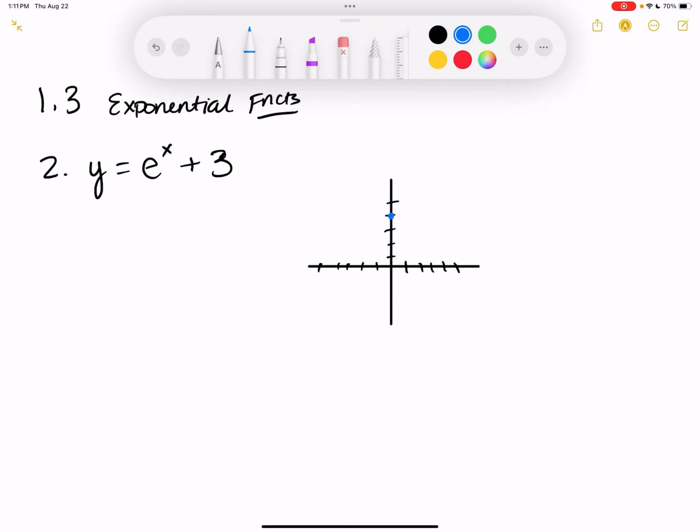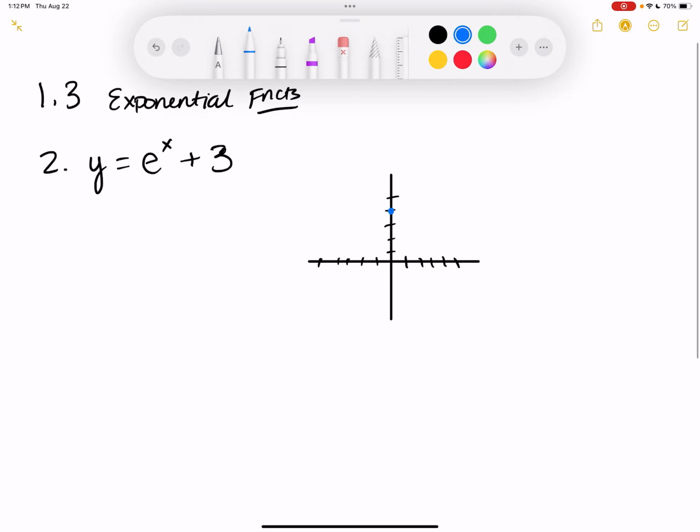1 is your origin then, right? Basically, yeah. We all have to start somewhere. Because e to the 0 is 1. And it shifted up 3.